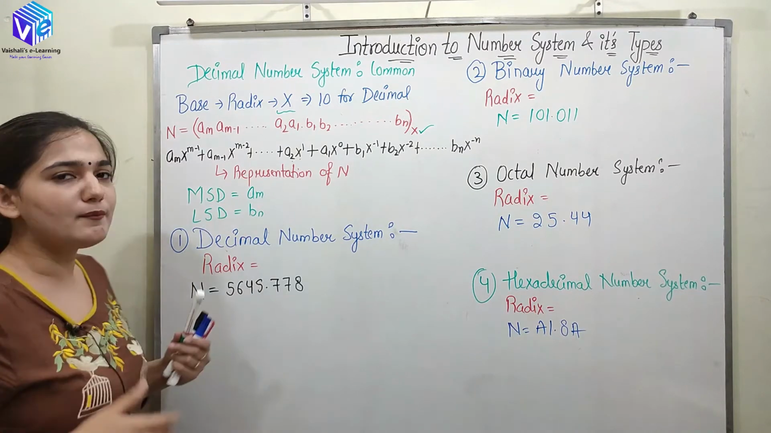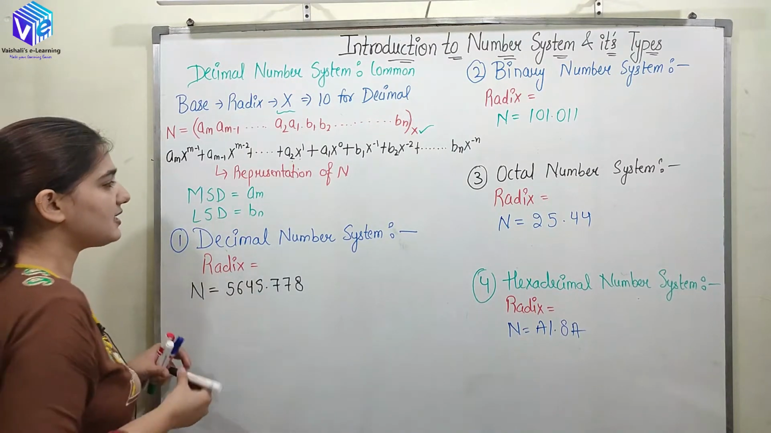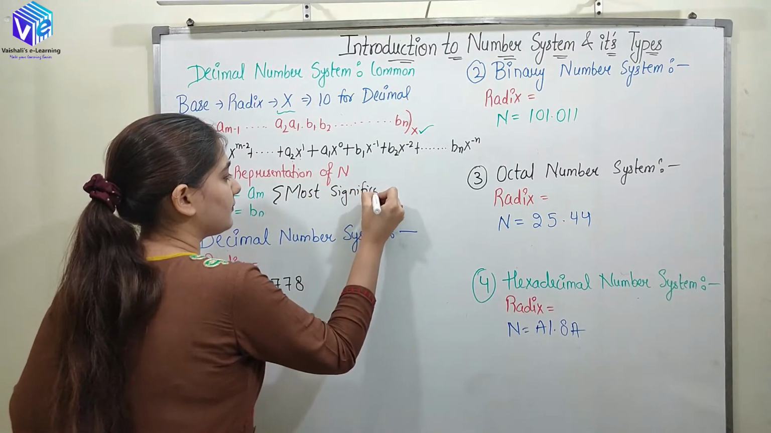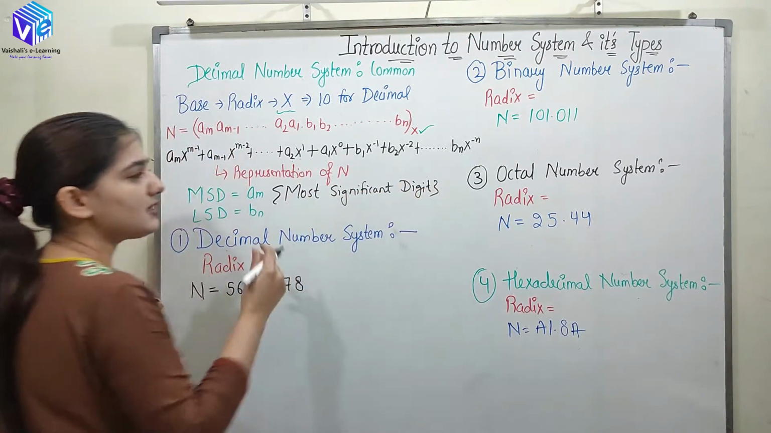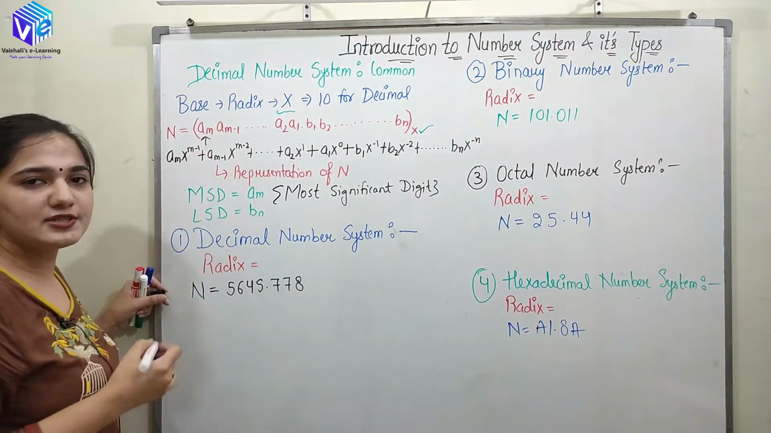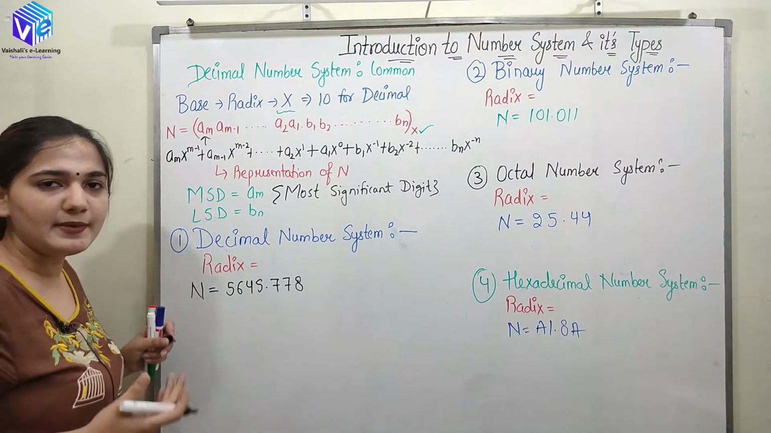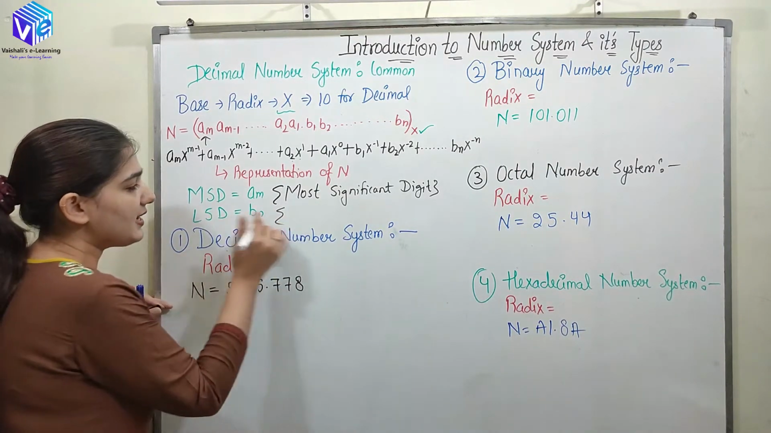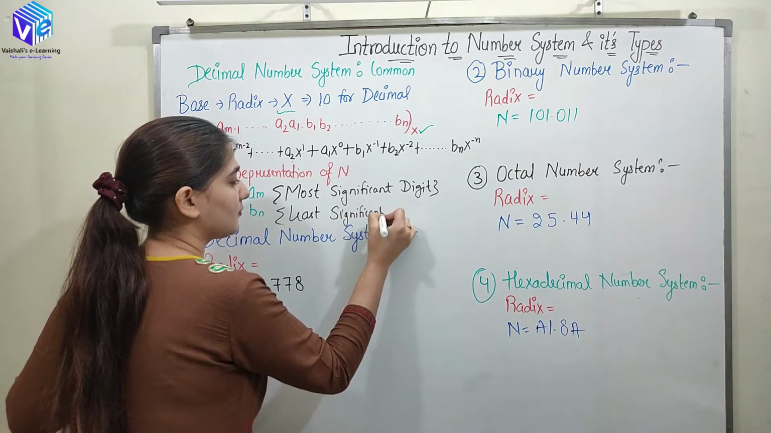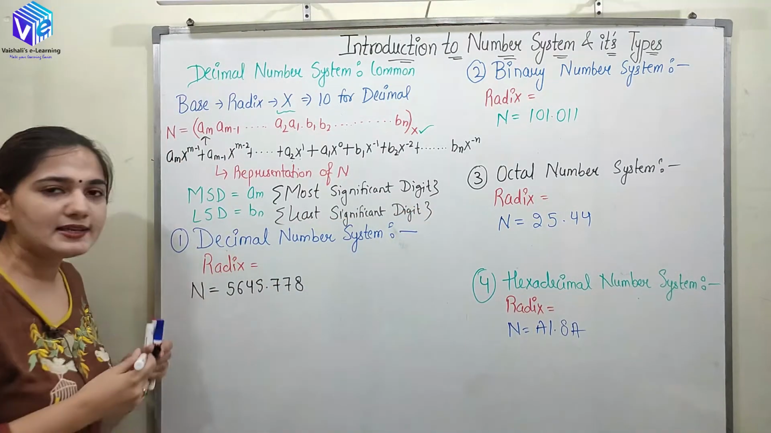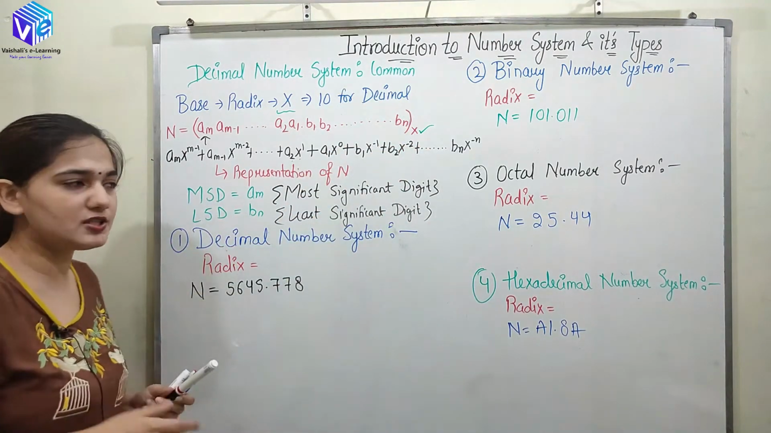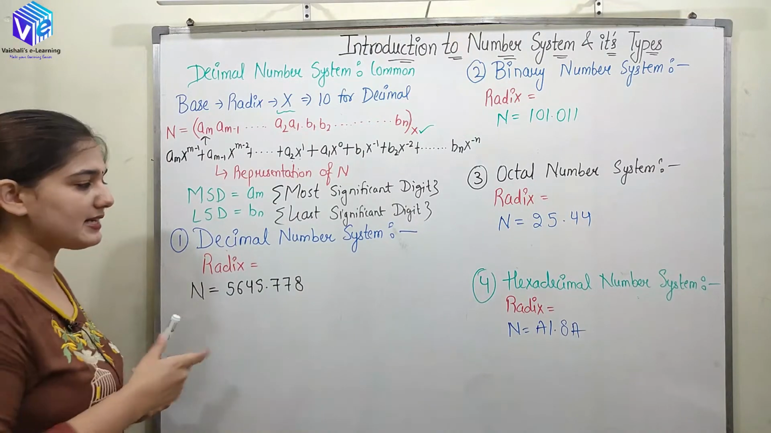Now coming to the most significant digit, MSD. The most significant digit is the leftmost digit. Here the leftmost digit is am, so I will call am the most significant digit. LSD is the least significant digit, which is the rightmost digit. So here bn is the rightmost digit, so the LSD is bn.